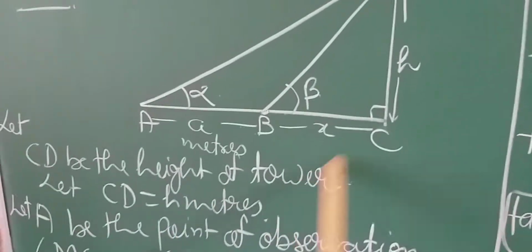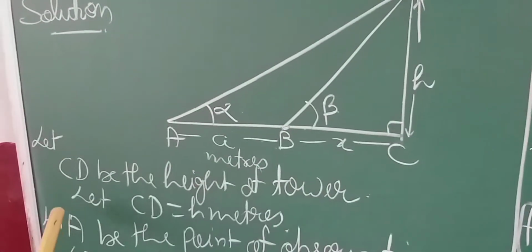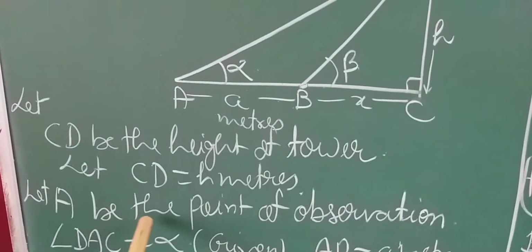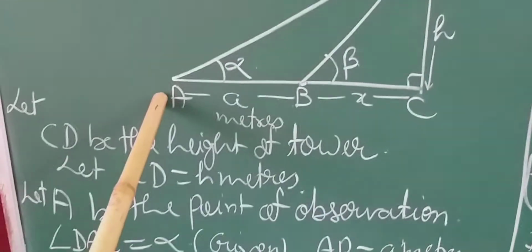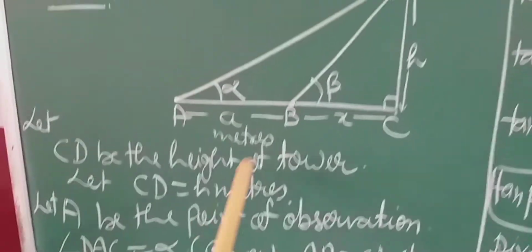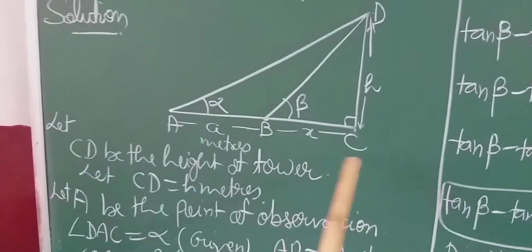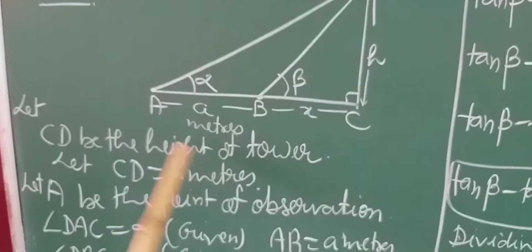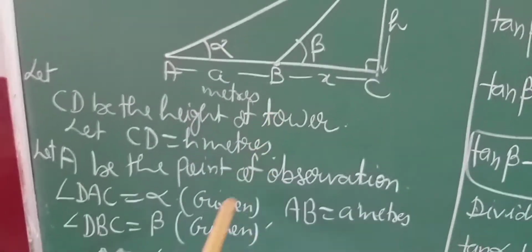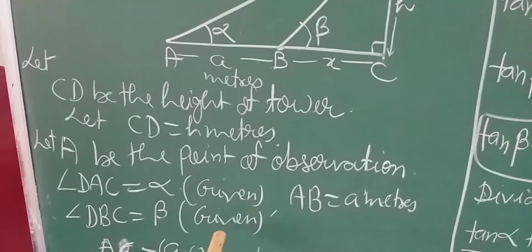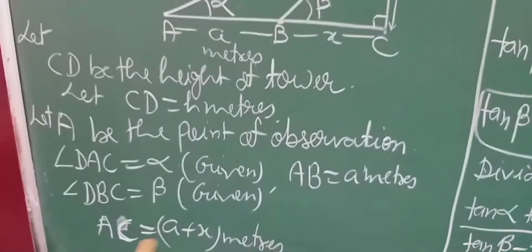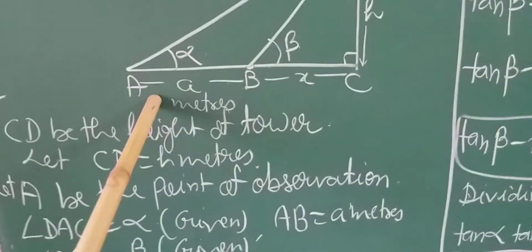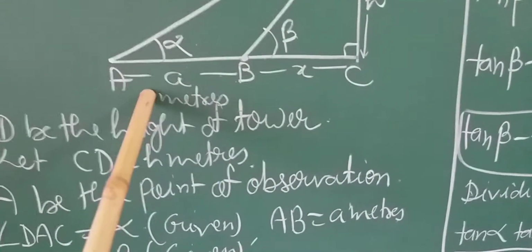CD be the height of the tower. Let CD equal h meter. A is the point of observation. Angle DAC equals alpha. Given, AB equals a meter. Angle DBC equals beta, given. AC equals a plus x meter.